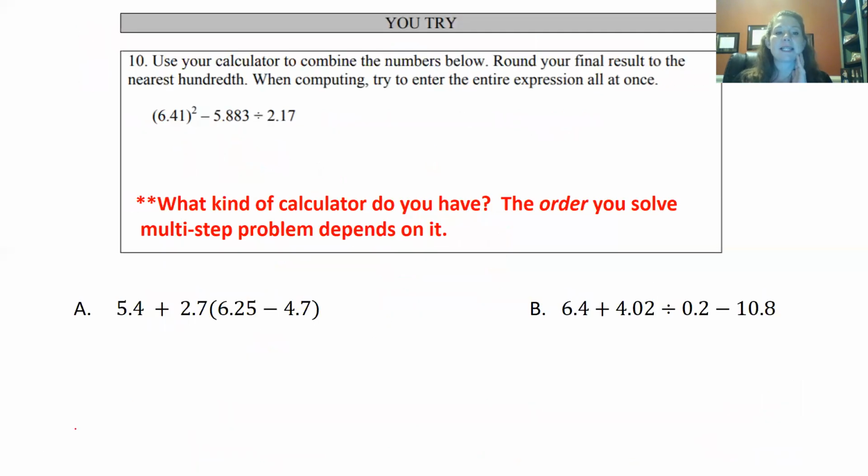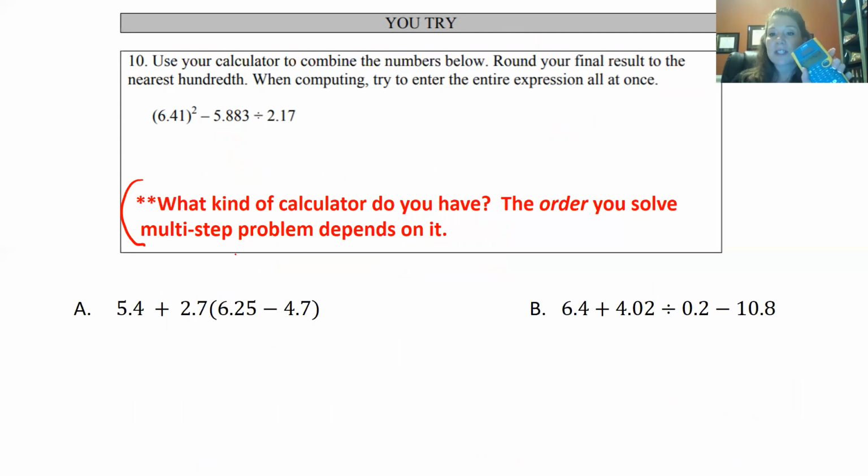All right, so basically that's what this little hint right here says. What kind of calculator do you have? The order you solve multi-step problems depends on it, is what it should say. So I'm going to use my scientific calculator. I'm going to put it all in. It'll give me one answer.